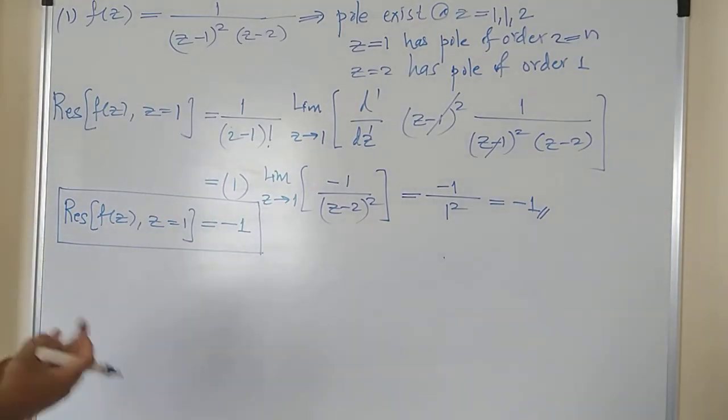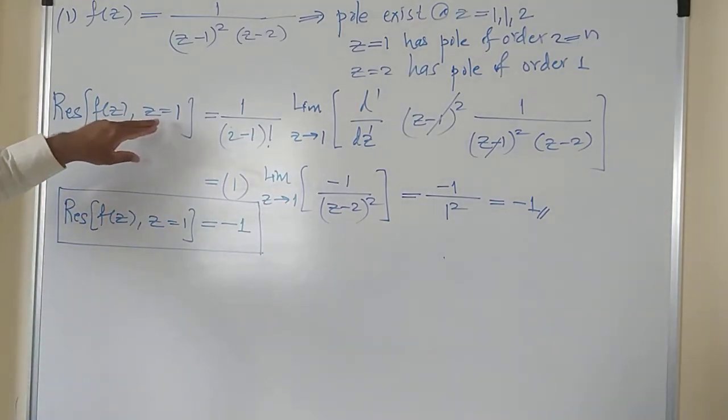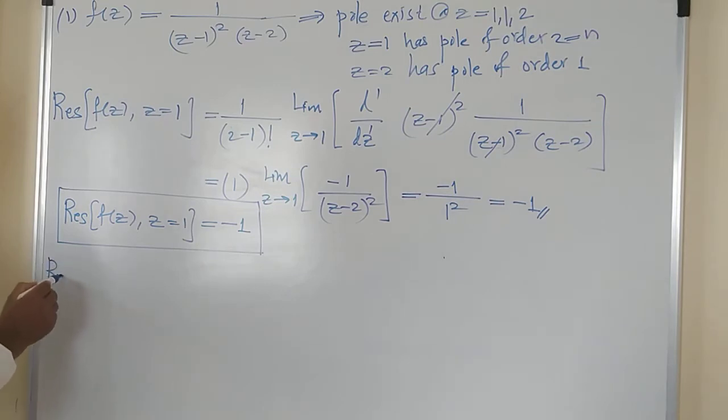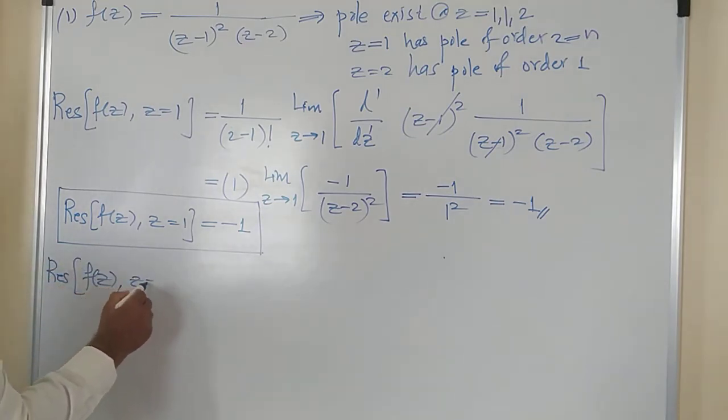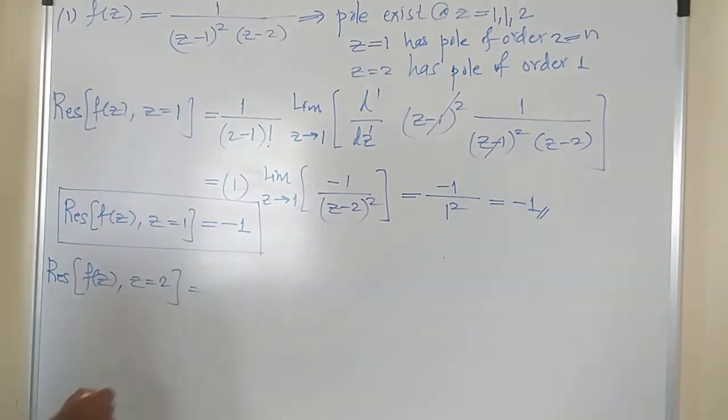Now calculate the residue of the same function for the other singular point, z is equals to 2. So residue of the function f of z at z is equals to 2, right?